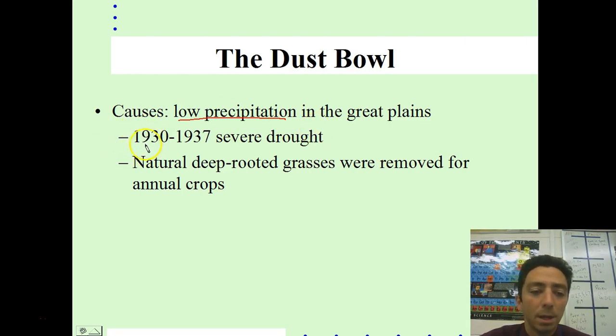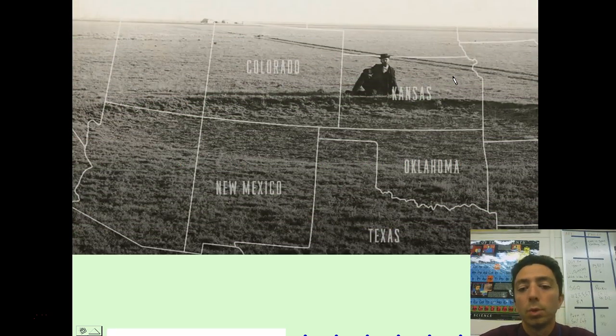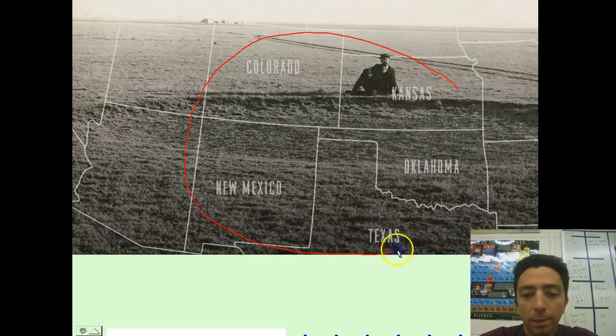Then there was a very severe drought, and that drought led to our annual crops not being able to grow, and their roots weren't deep because they grow every single year. They don't have time to get deep in the soil. And so what it created was a lot of loose soil. The Dust Bowl region is this one right here: Kansas, Oklahoma, Texas, Colorado, and New Mexico.